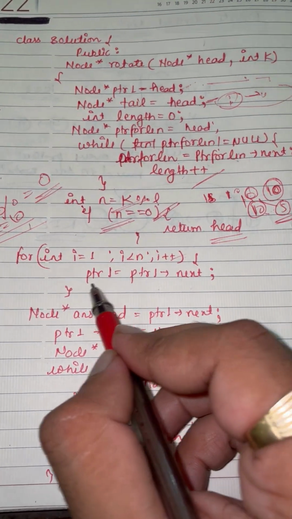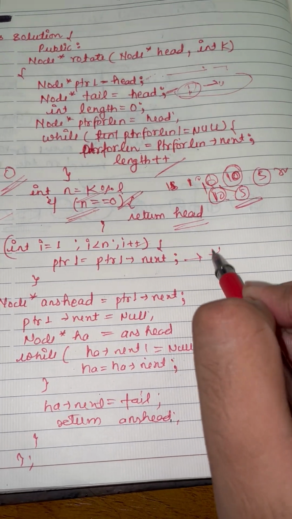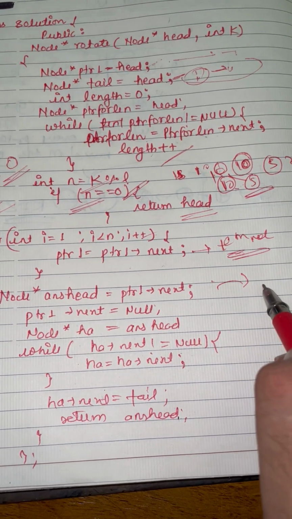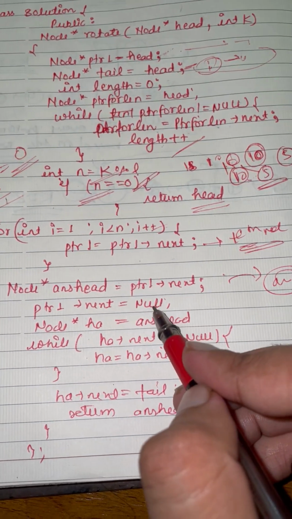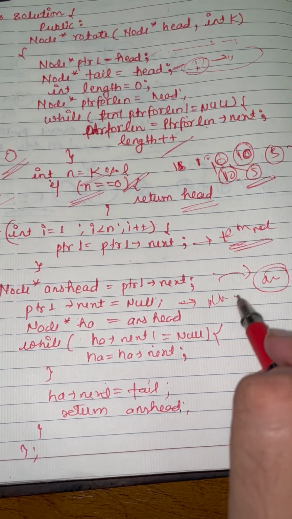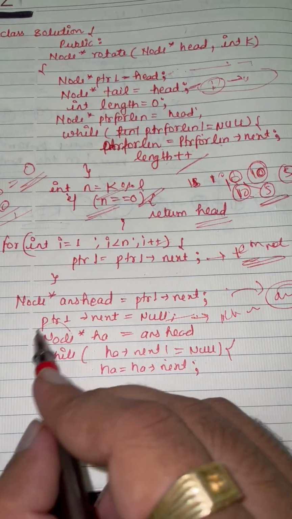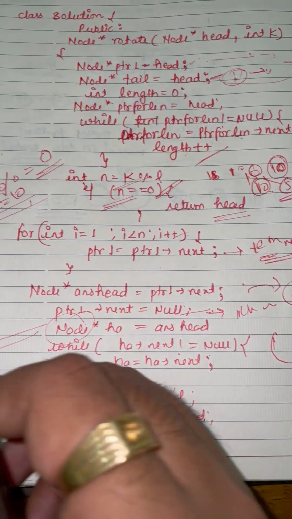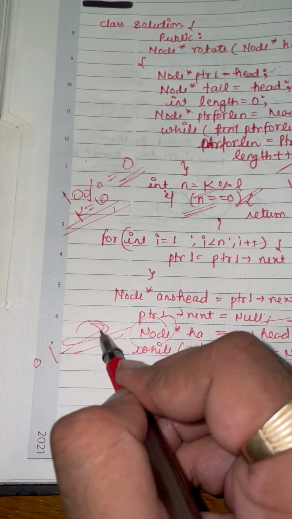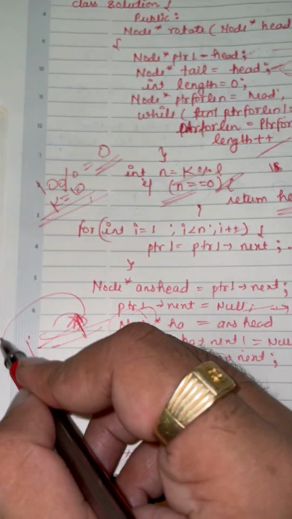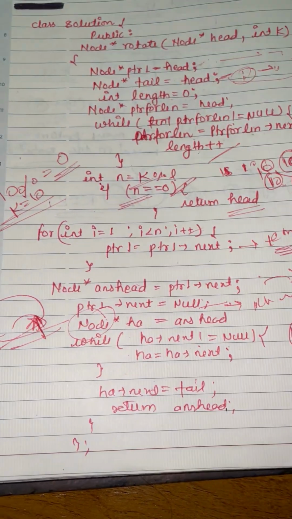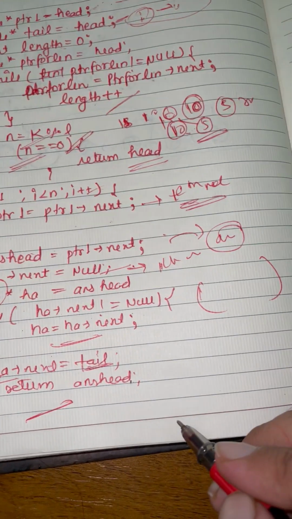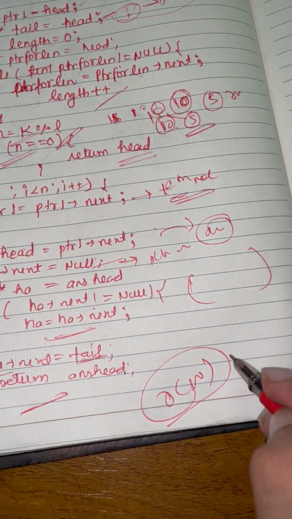Now we will iterate over the linked list and reach the kth node. We first make the next of the kth node the answer node, because that is what we have to return. Now we make the kth node's next equal to null. Then we have to iterate through the second half of the linked list, from the answer node to the end, because only at the end are we going to add the tail. Finally, we merge the tail and return the answer. This is all done in big O of n time complexity.